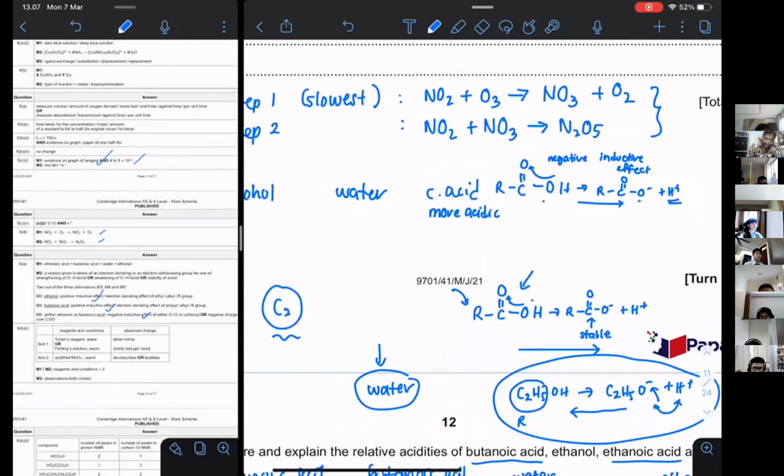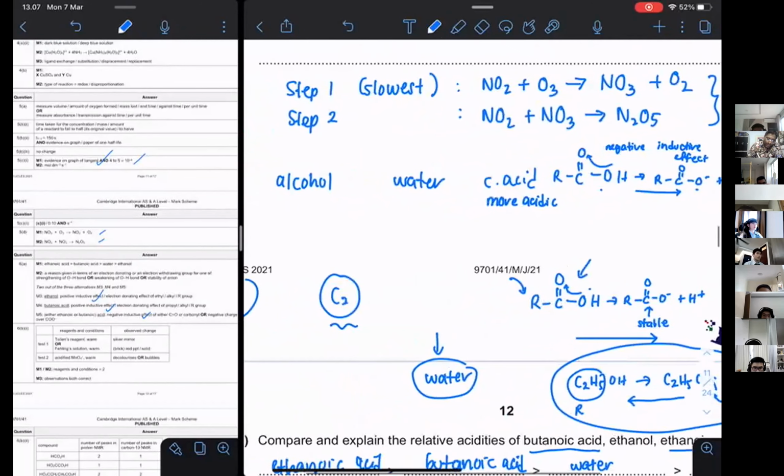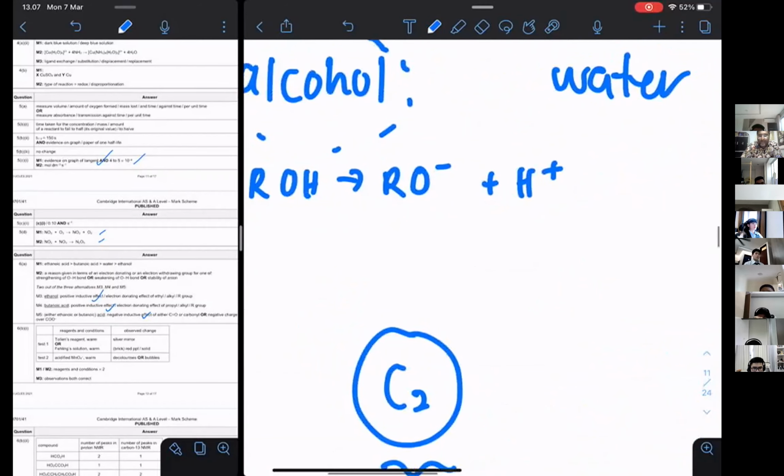And if I compare with alcohol, alcohol on the other hand is ROH, so they are going to give you RO minus and H plus. So what will happen here? The R, for example in ethanol and so on, is generally going to be alkyl groups.